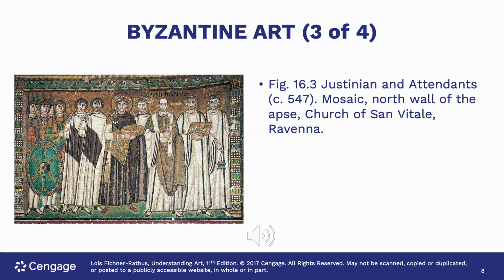Now let's look at figure 16.3. This mosaic shows the Byzantine Emperor Justinian I with religious leaders. The emperor appears larger and centrally positioned. This composition communicates both political authority and divine legitimacy. Why might rulers place themselves inside religious imagery?